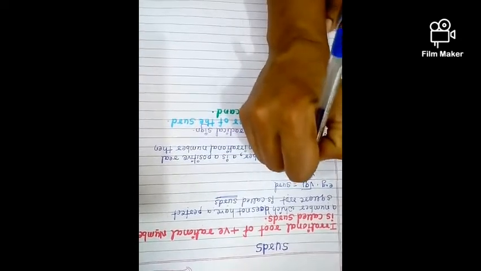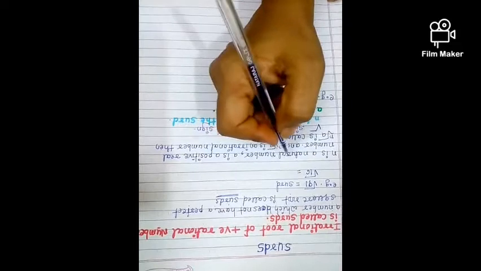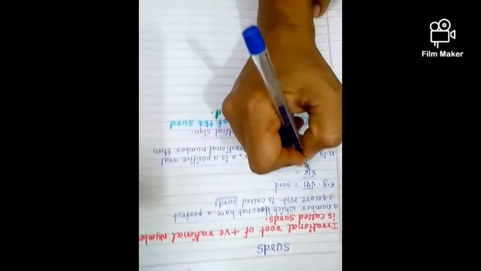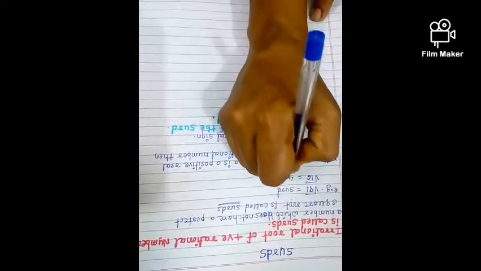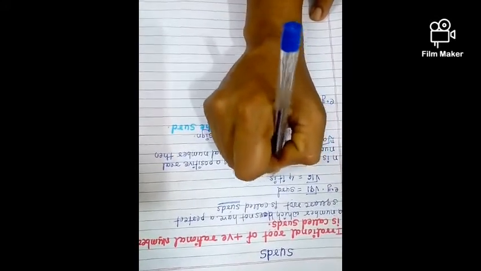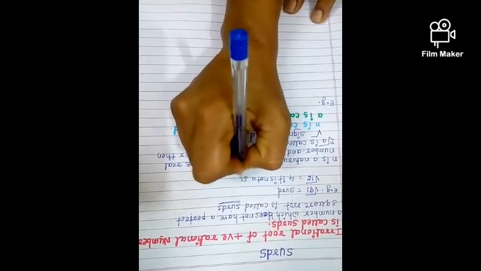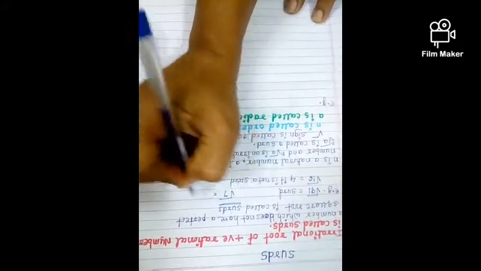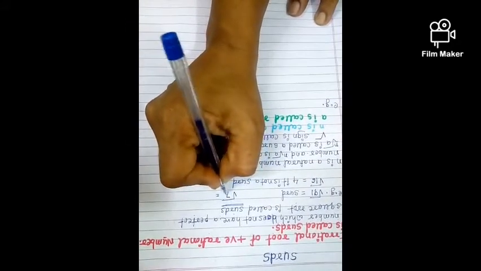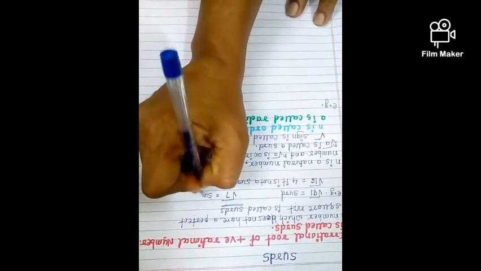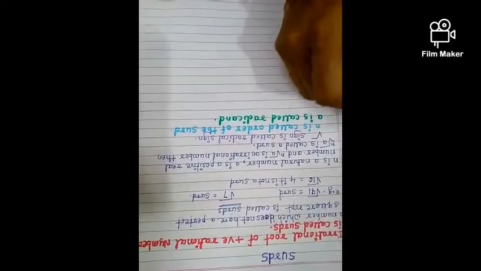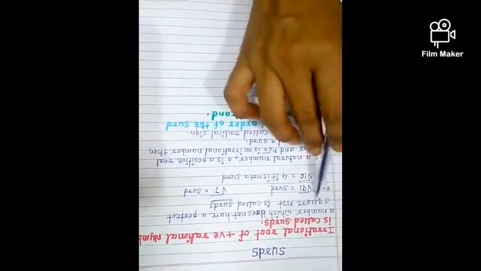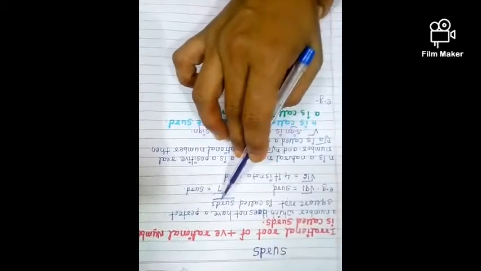Students, is root 16 a surd? No, because 16 has a perfect square root. Square root of 16 is what? 4. So, it is not a surd. For example, root 7. Root 7 is not a perfect square. Therefore, root 7 is a surd. Surd means a number which does not have a perfect square root is called a surd.